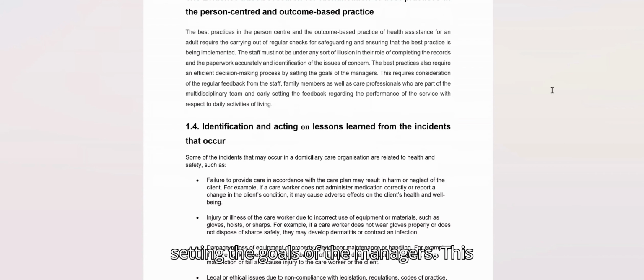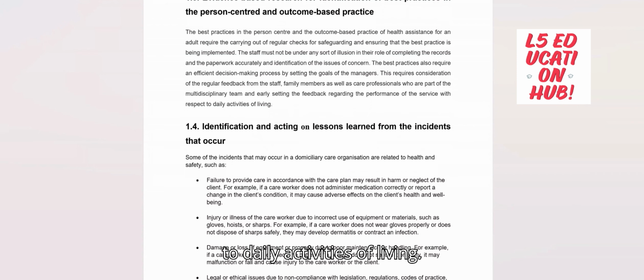The best practices also require an efficient decision-making process by setting the goals of the managers. This requires consideration of the regular feedback from the staff, family members as well as care professionals who are part of the multidisciplinary team, and early setting of the feedback regarding the performance of the service with respect to daily activities of living.